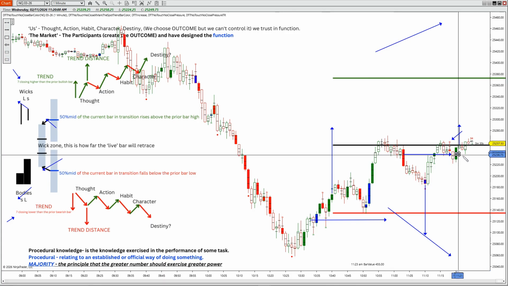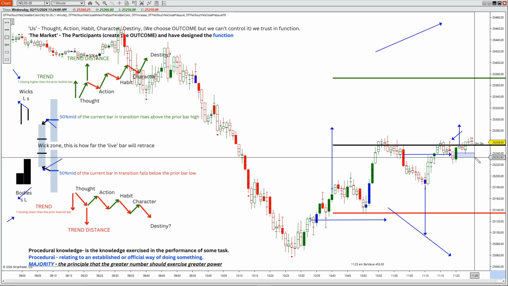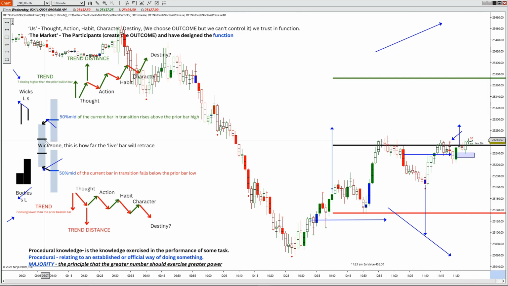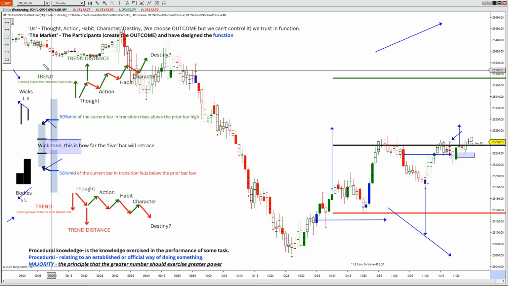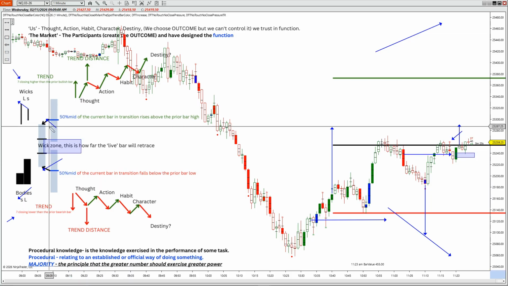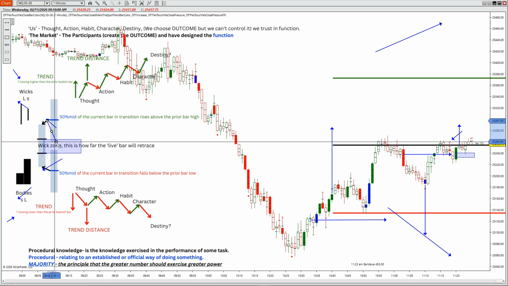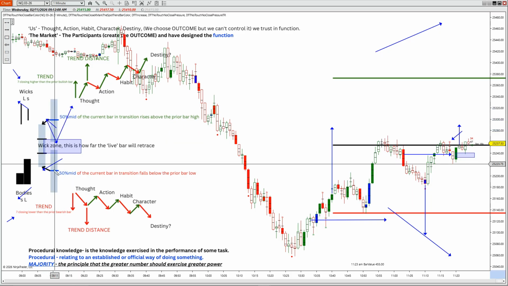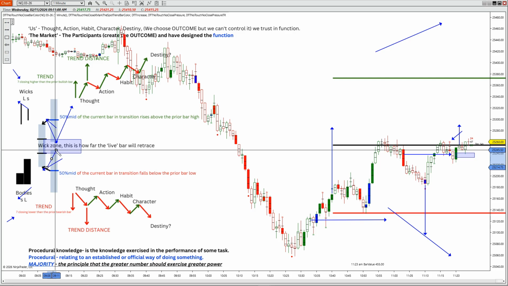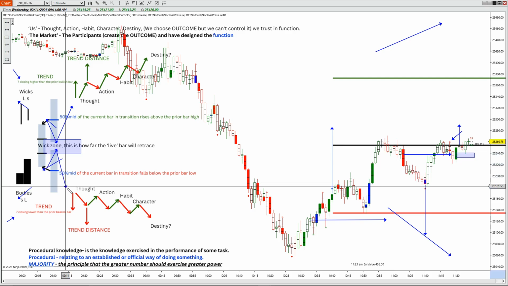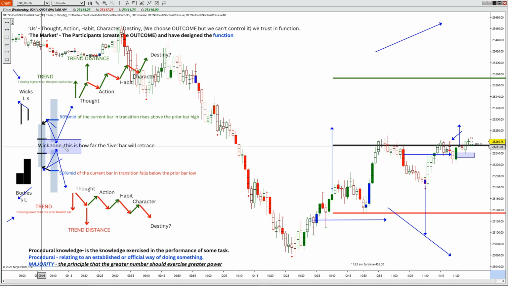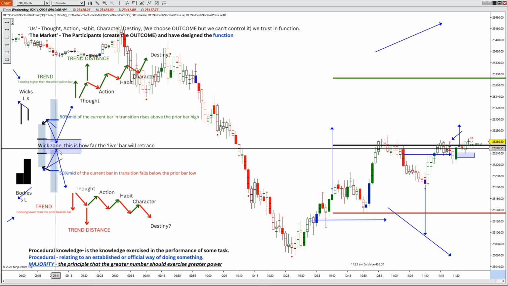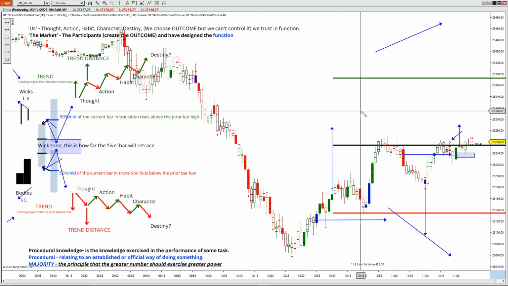So if you're going to do the wick zone, because this is how far the market will pull back. If you're looking for the market to pull back and resume, you will want to see it come down and then take off. You'll want to see it pull up and then take off. That's acceptable. So this is the acceptable zone, if you will, for a retrace. Let's go again. I want to make sure that you get that.